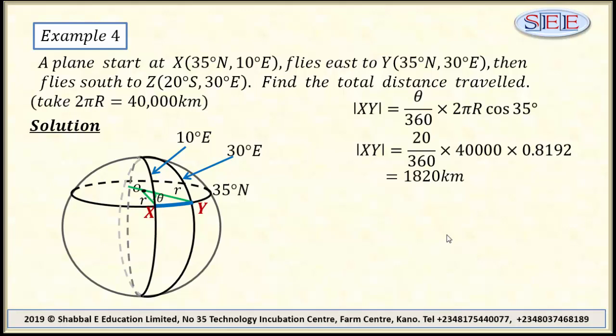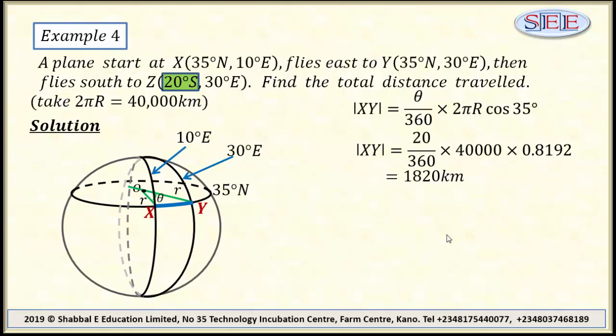We continue. So this plane from airport x to airport y, the distance traveled is 1,820 kilometers. So we continue, but from that airport y, the question tells us that it flies due south. From airport y, it now moved to airport z. And that airport z is on the latitude 20 degrees south, but longitude 30 degrees east.